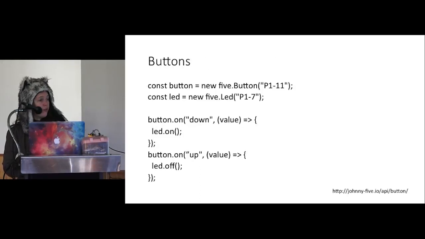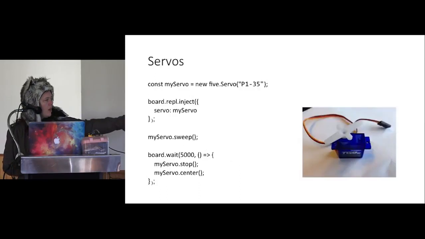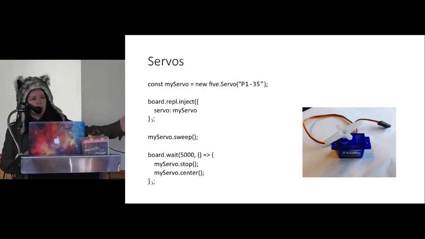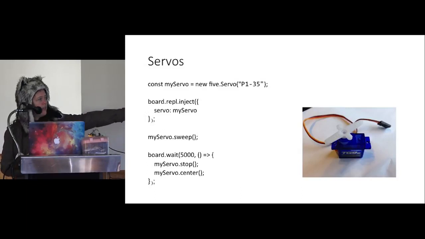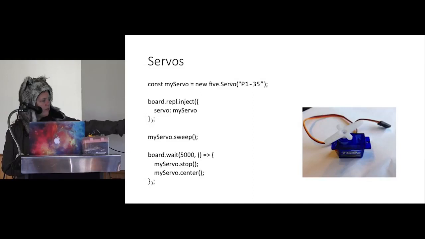Something like servo motors, common in a lot of robotics projects for moving things around. Sometimes you can get continuous rotation ones that control wheels. Again, you set it up using a Johnny 5 servo object. So the API supports a lot of different common components, as you can see, on a pin, so pin 35. You can put it in your REPL if you want to be able to control it interactively.